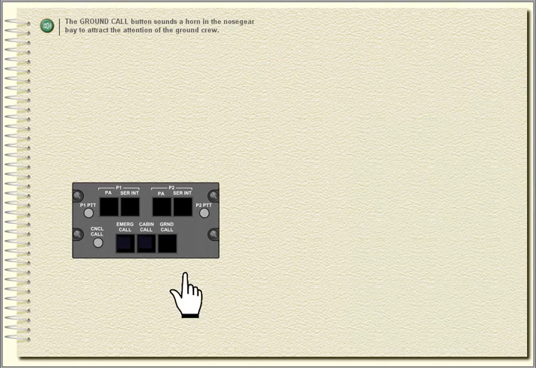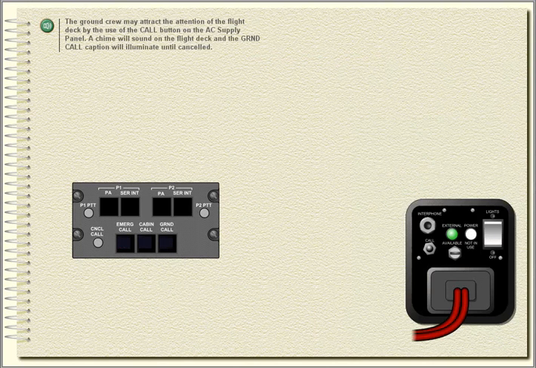The ground call button sounds a horn in the nose gear bay to attract the attention of the ground crew. The ground crew may attract the attention of the flight deck by the use of the Call button on the AC supply panel. A chime will sound on the flight deck and the ground call caption will illuminate until cancelled.